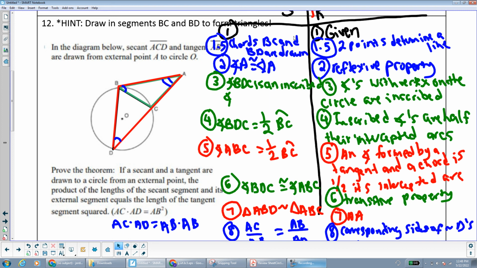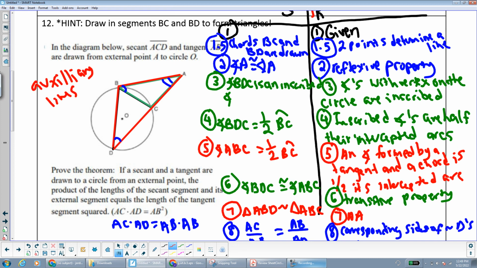So we always start off with our givens. And then the hint said to draw in segments BC and BD to make triangles. Those are called auxiliary lines, which means extra lines that you add into a diagram in order to make things easier to see and easier to work with. Here, the purpose of adding them in was to make triangles, because if we didn't have triangles, then I don't know how we would prove this product, because we need to first prove triangles similar in order to prove the product. So I'm going to write down that word over here, auxiliary lines.